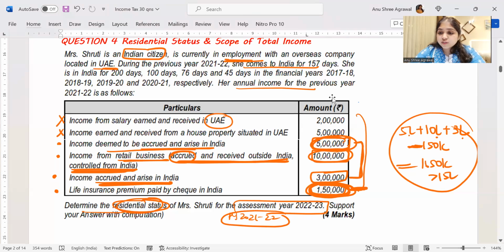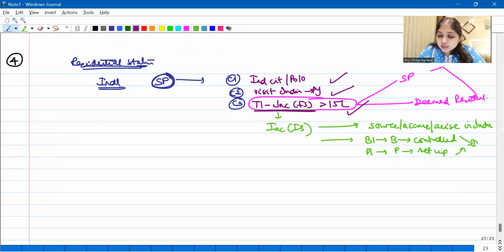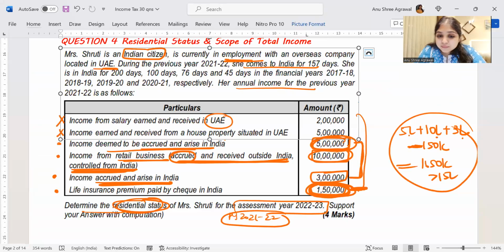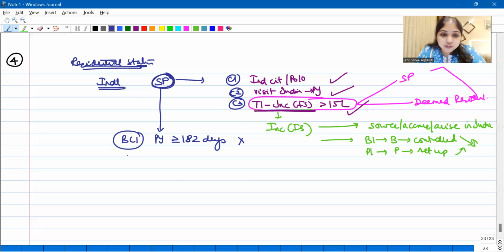Now, which means all the conditions are fulfilled. Therefore, I can say that special provision is applicable. Now, what does a special provision say? Basic condition 1. In the previous year, you must have stayed in India for at least 182 days. Now, tell me, did we stay for 182 days? 21, 22 we're talking about. In 21, 22, she comes to India for only 157 days, guys. Is the 182 days condition fulfilled? No.